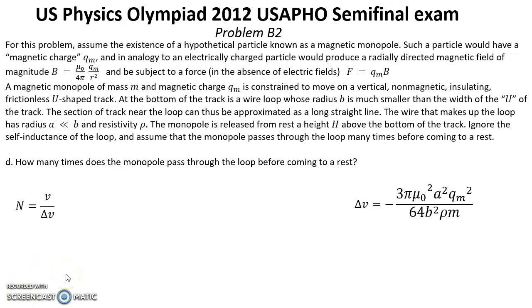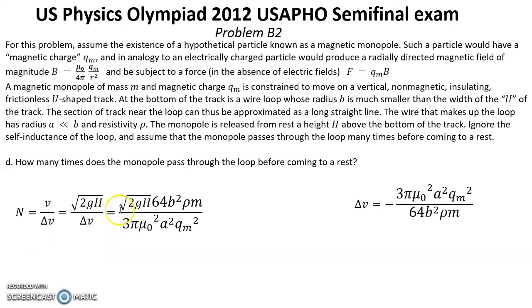The number of turns can be found by dividing the initial speed v by dv. And the initial speed we can find from energy conservation. That will be the square root of 2gh multiplied by this expression and divided by this expression. That's the answer for question D.